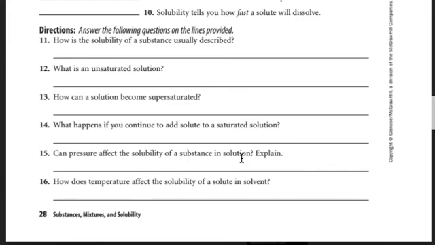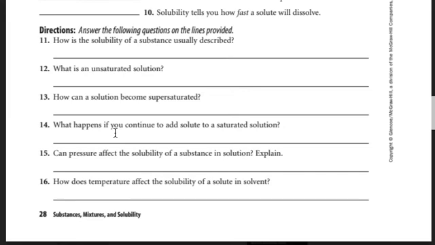13, how can a solution become supersaturated? Here was our example. If we wanted to overload sugar into something, we'd actually have to heat it up. If you increase the temperature, you increase the ability for a solvent to dissolve something, and then you slowly cool it down, and some of that dissolved sugar would actually stay in the solution and become supersaturated. Number 14, what happens if you continue to add solute to a saturated solution? Eventually, it stops dissolving. It will not dissolve anymore past the saturation point.